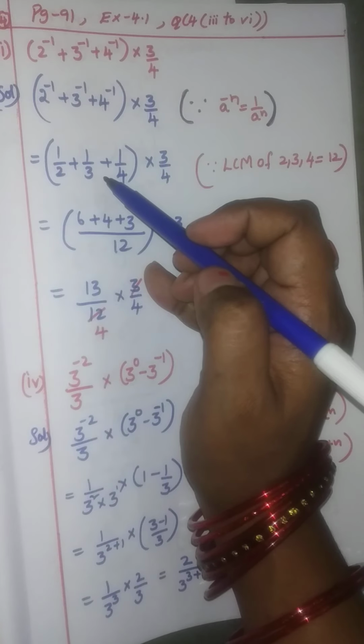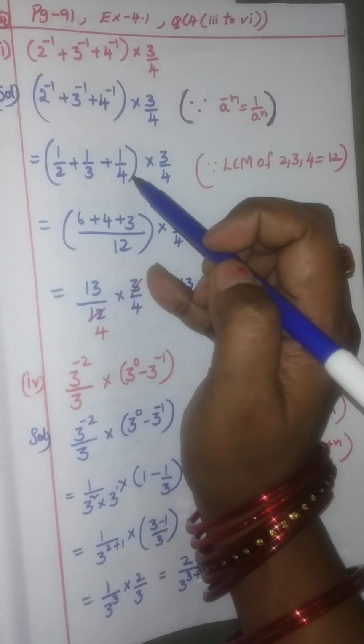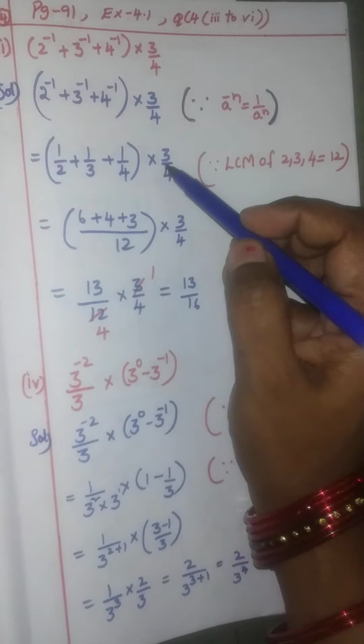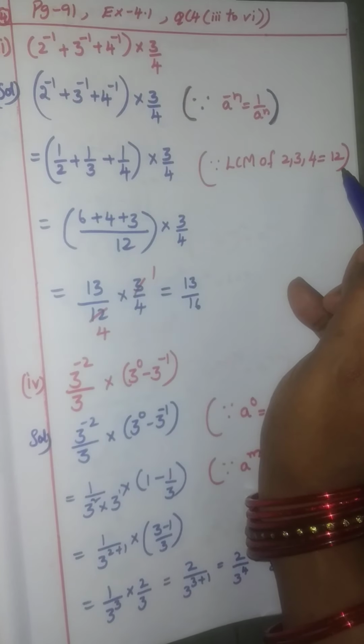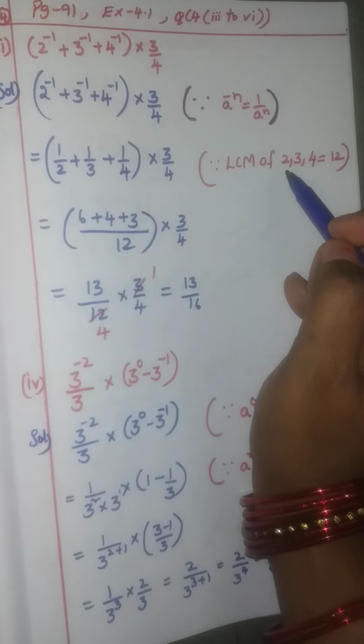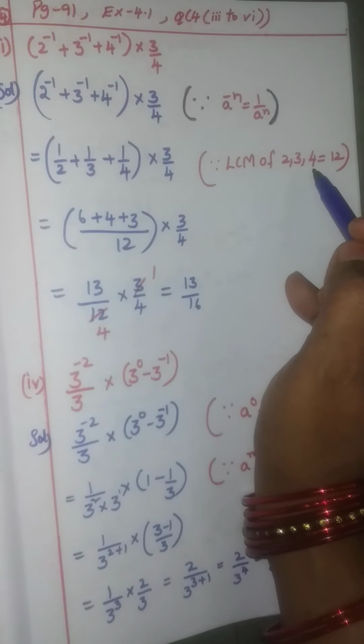1 by 3 power of 1 is nothing but 3. 1 by 4 power of 1 is nothing but 4. So 4 into 3 by 4. See, LCM of 2, 3 and 4 is 12. In the 2 table 12 comes, in the 3 table 12 comes, and in the 4 table 12 comes. So LCM of 2, 3 and 4 is 12.